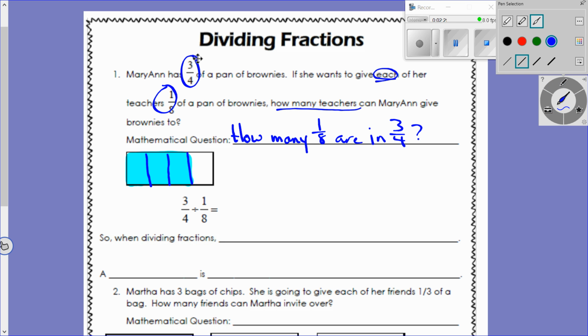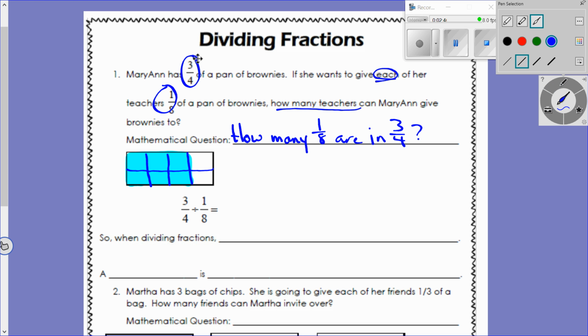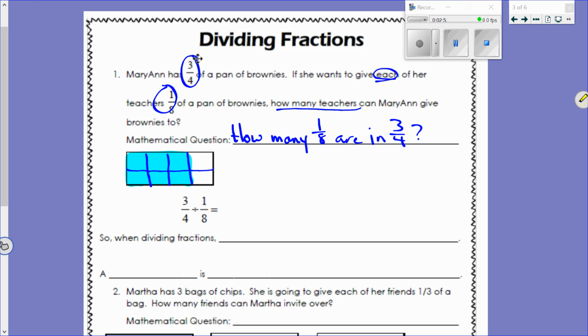Our second step is now to turn this brownie pan into 8s. So to make it into 8s, I've already got it in 4s, so I make it into 8s. And you do your second color. You're going to color the whole pan in so that we can figure out how many 8s there are in our 3/4. So we color in the entire thing.